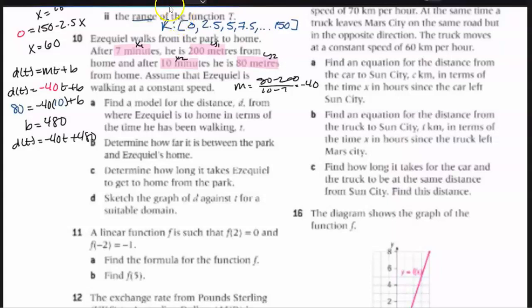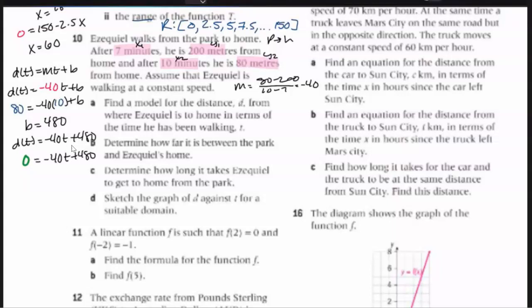So if you're thinking about the direction, he is walking from the park to his house. And after 7 minutes, he is 200 meters from home. So that means from the park, he got 200 meters. After 10 minutes, he got 80 meters. So you're getting closer. So you want to figure out when your distance is 0. He is going from park to home. And we can see from the formula the distance is decreasing as time goes on because he's getting closer to home. So we want to figure out, when is the distance 0? When is he finally at home?